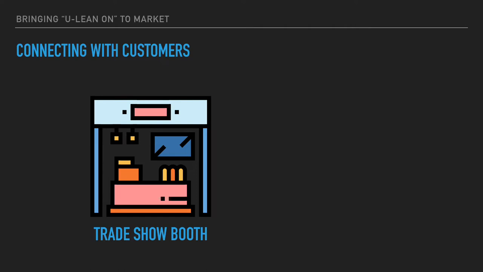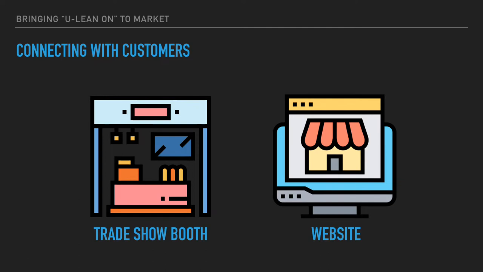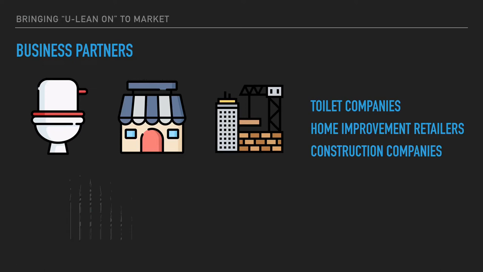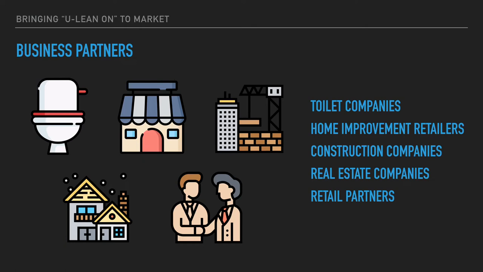To find and connect with customers, we will have trade show booths at both national and international events. Besides, we will create a website for advertising and selling our products. Additionally, we will be business partners with toilet companies, home improvement retailers, construction companies, real estate companies, and find some retail partners. Accordingly, our product will get into people's and entrepreneurs' minds easily.